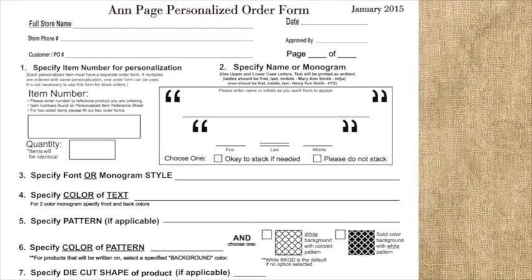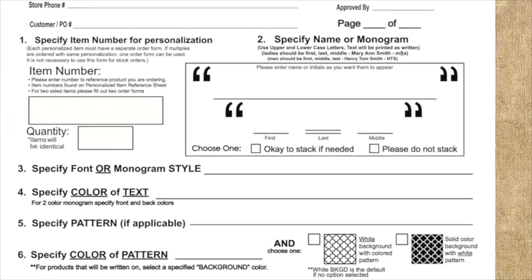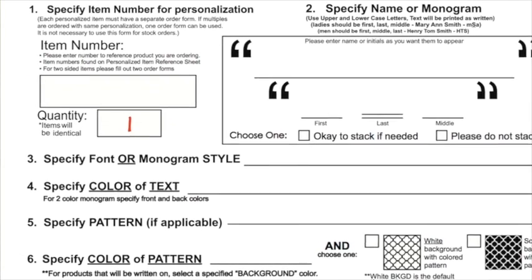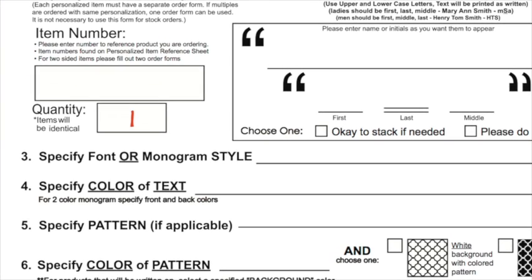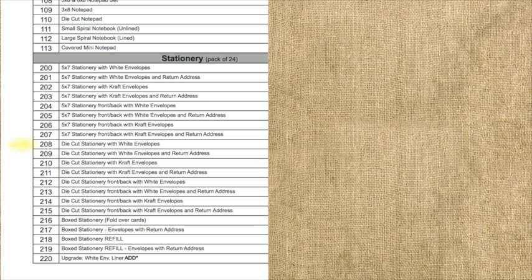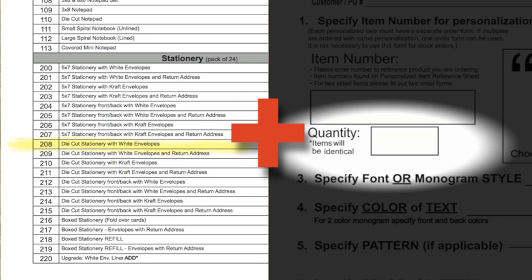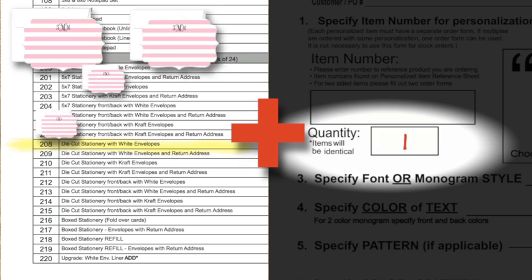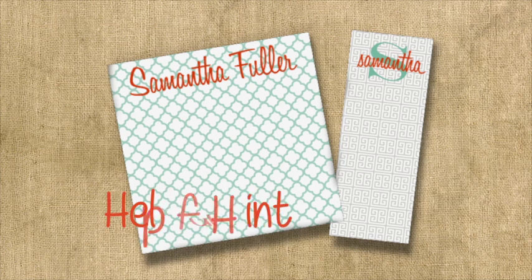Indicate the quantity of the item requested. A quantity of 1 will include 1 item or 1 package of the item. For example, item number 208, die-cut stationery with white envelopes, quantity of 1 will order 1 package of 24 die-cut cards with envelopes.